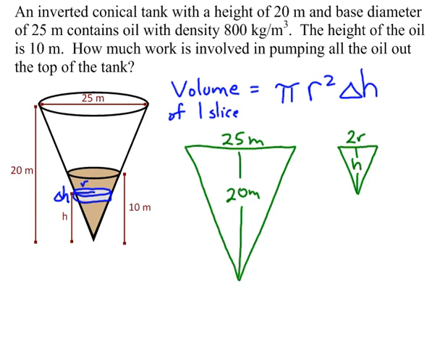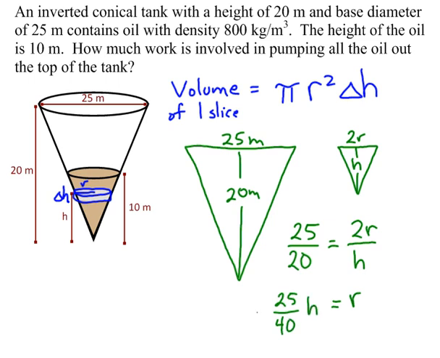And now we have a nice simple relationship with these similar triangles where 25 is to 20 as 2r is to h. We want to solve this for r because r was what we wanted to get out of our volume formula. So we solve for r, we divide by 2, we multiply by h, and then we obviously want to reduce this because we notice that everything is divisible by 5, and we get 5/8 h.